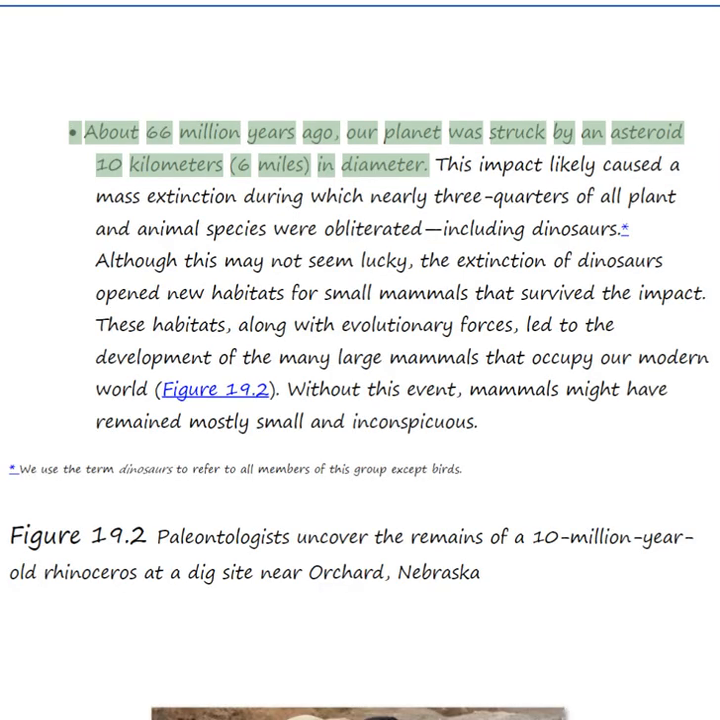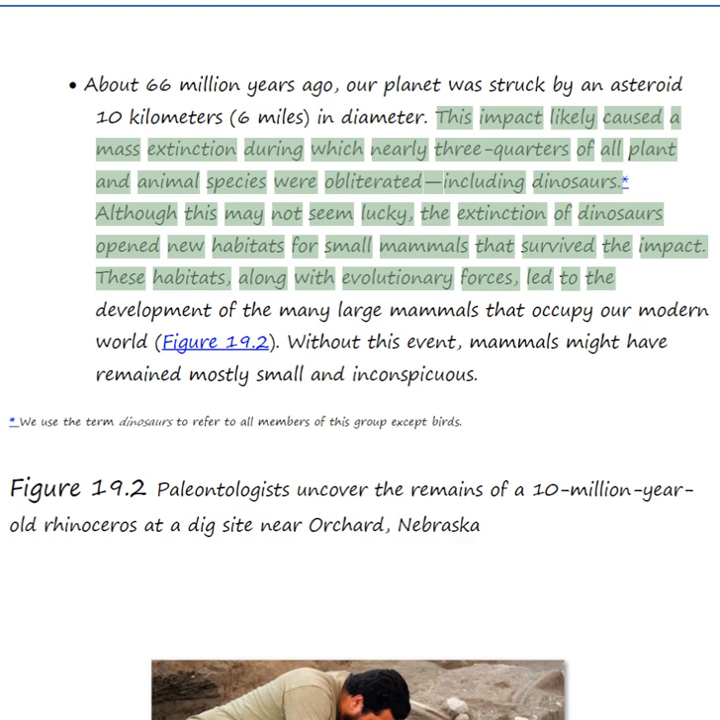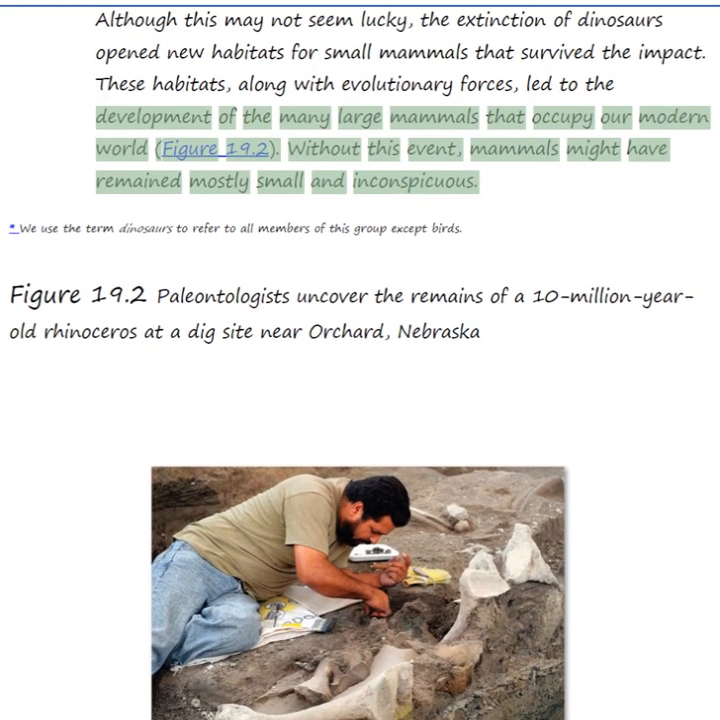About 66 million years ago, our planet was struck by an asteroid 10 kilometers in diameter. This impact likely caused a mass extinction during which nearly 3/4 of all plant and animal species were obliterated, including dinosaurs. Although this may not seem lucky, the extinction of dinosaurs opened new habitats for small mammals that survived the impact. These habitats, along with evolutionary forces, led to the development of the many large mammals that occupy our modern world. Without this event, mammals might have remained mostly small and inconspicuous.